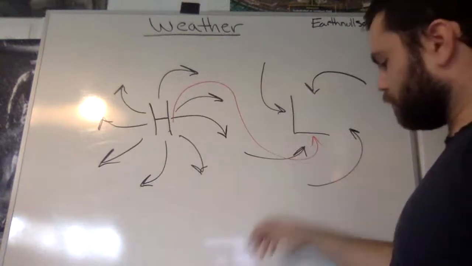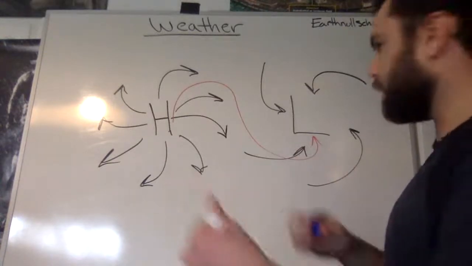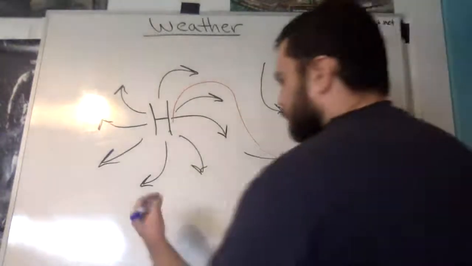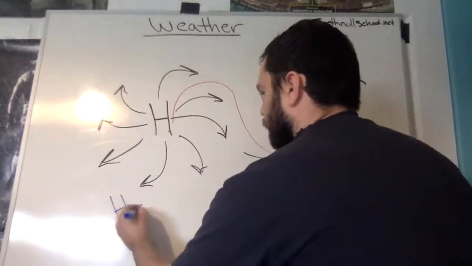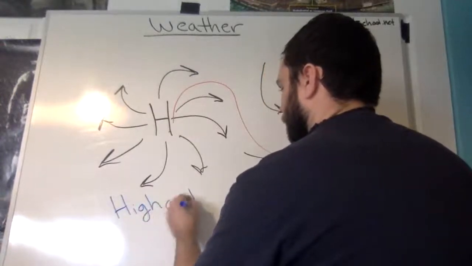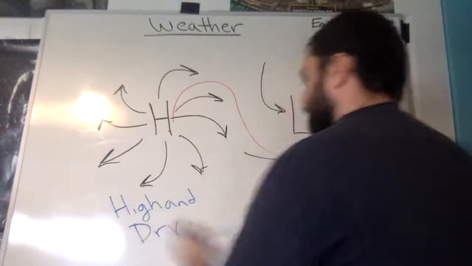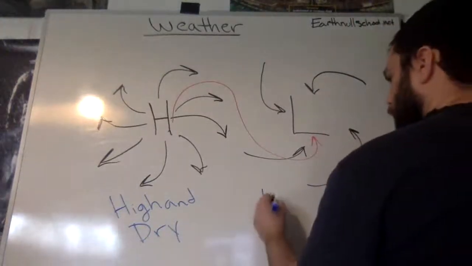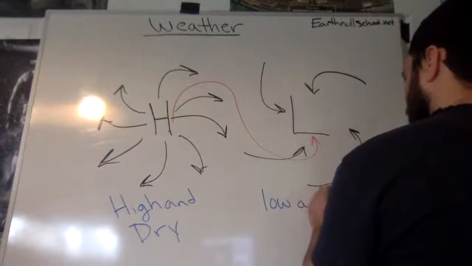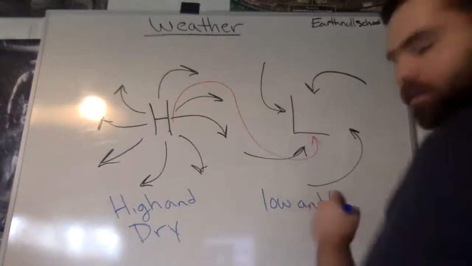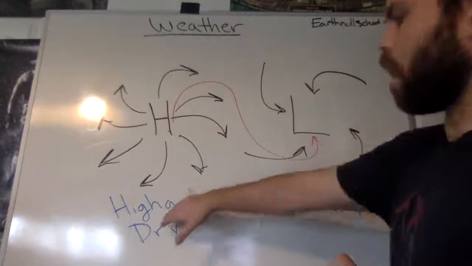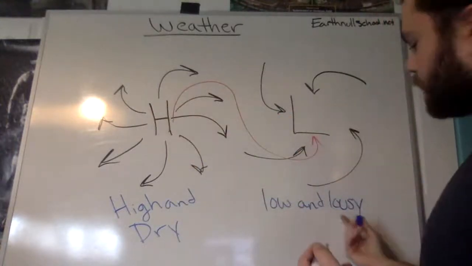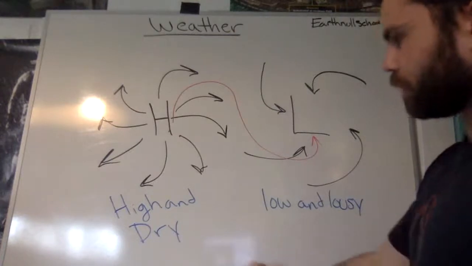Okay. So basically, a statement to live by. High pressure system, right? If you know it's a high pressure system, this is high and dry. Okay. High and dry. Low pressure system, low and lousy. Okay. So high and dry, you're not going to get wet. There's not going to be any rain. Low pressure system, it's going to be lousy weather. Okay. That's how you can remember it.